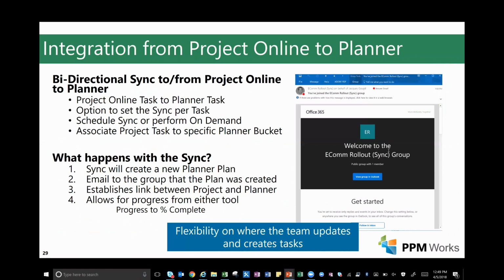So what happens when you actually do the sync? When you choose to sync, it will create a new plan in Planner for you. So you started in Project, and then you sync, and it creates the new plan. When that plan is created, it's going to email the group. Everyone who's a member of that group will get an email letting them know that the plan has been created. It'll automatically establish the link between Project and Planner. And then, as I said before, it does allow for progress from either tool.